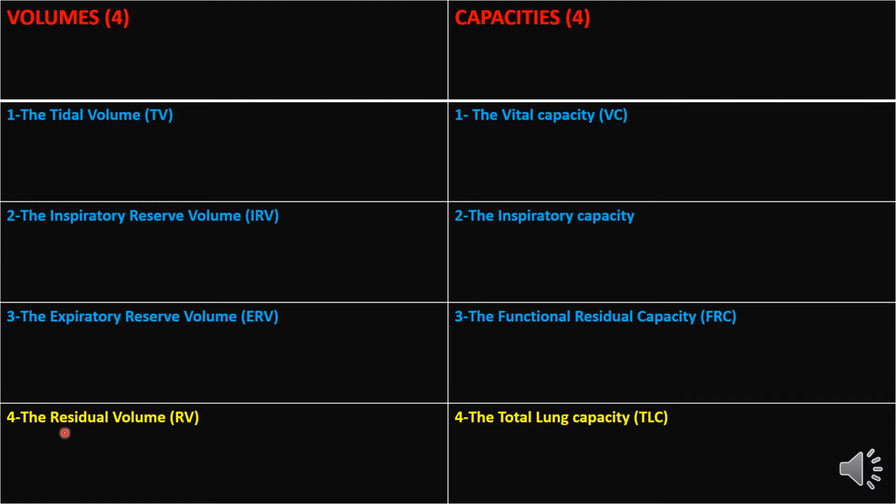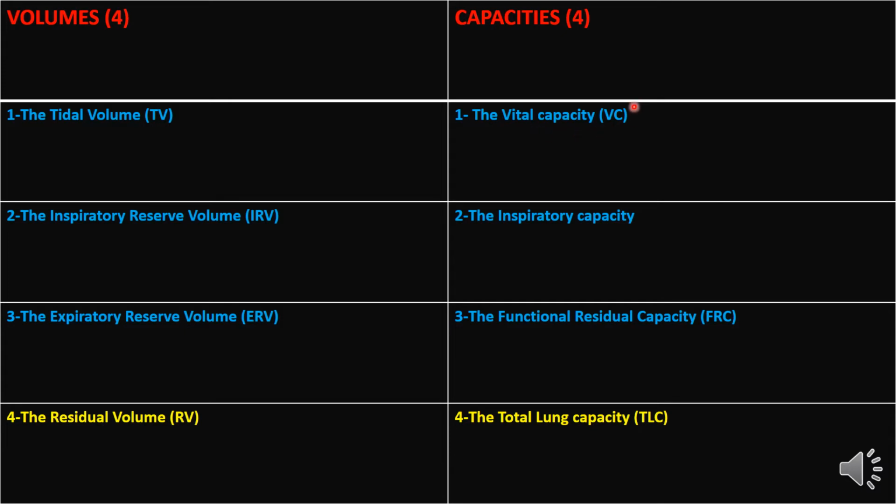Residual volume remains the same in the lungs. You cannot remove it, even if you remove the lungs from the body and jump on the lungs, this volume remains inside the lung. That's why it is the permanent residence in the lungs, and that is called the residual volume. So I'm repeating, the four volumes: tidal volume, inspiratory reserve volume, expiratory reserve volume, and residual volume. The four capacities are the vital capacity, the inspiratory capacity, the functional residual capacity FRC, and the total lung capacity.